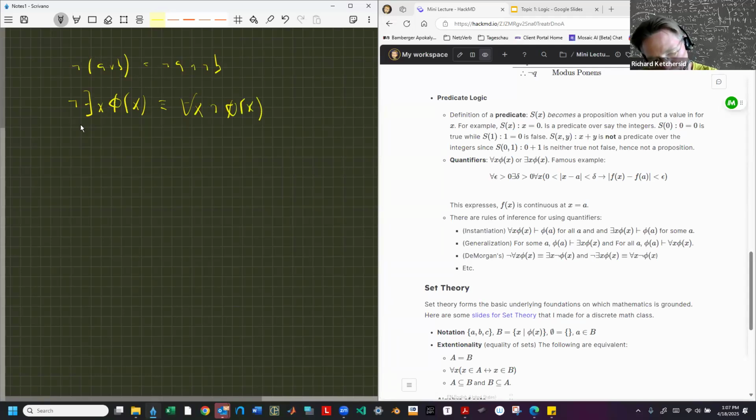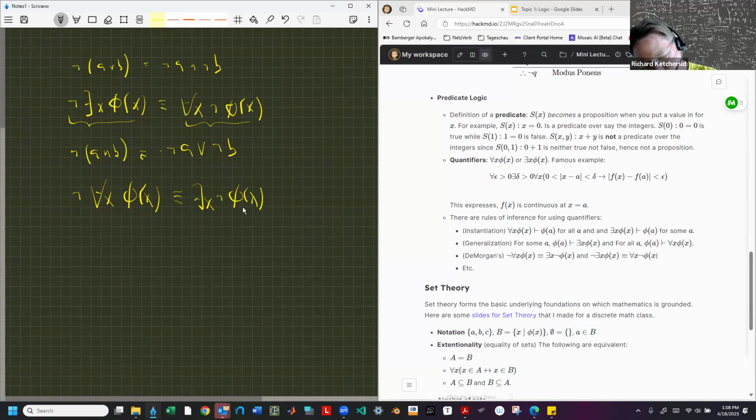So if I'm in the middle of an argument and I'm seeing that, I could always replace it with that. Similarly, we had not (A and B) is equivalent to not A or not B. And so this is going to change over here to not for all x, phi of x. So for all is kind of like and, it has to hold everywhere, and or is kind of like there exists, there's something, one of those cases holds. So this is going to be equivalent to there exists x, not phi of x.